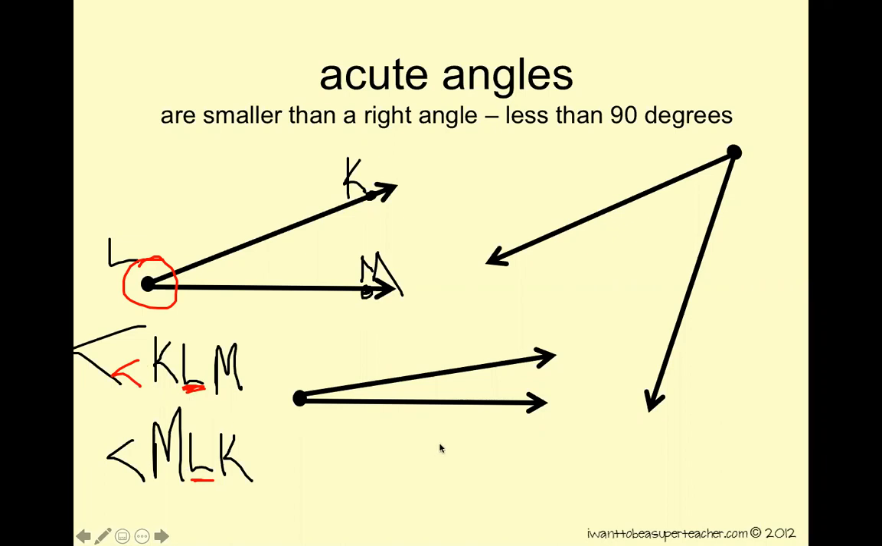The angle goes right on the left-hand side of the three letters that you are naming that angle with. So let me go over now some of the things that you're going to do in your Go Math today.